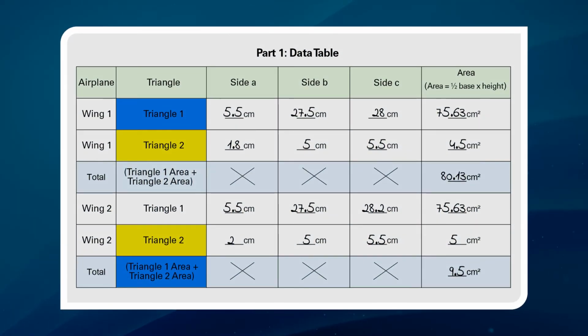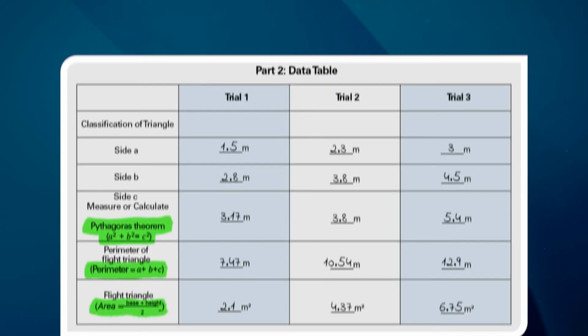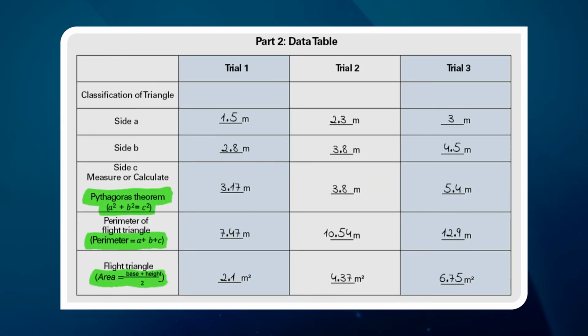There are 2 parts for this activity. In part 1, you will measure the size of the triangle for each of the wings and calculate the area of the wings in centimeters. For part 2, you will reflect on the test of your airplane where you will classify the triangle, calculate the size C, or the hypotenuse, applying the Pythagorean Theorem, and you will have the opportunity to calculate the perimeter and the area of the flight triangle of your airplane.